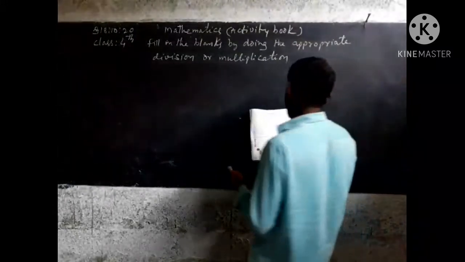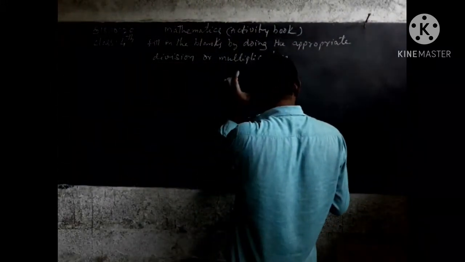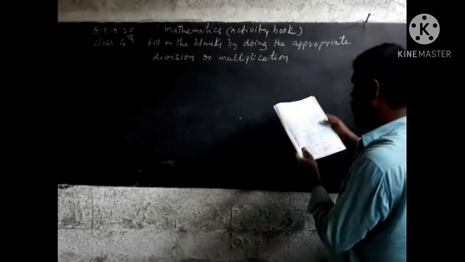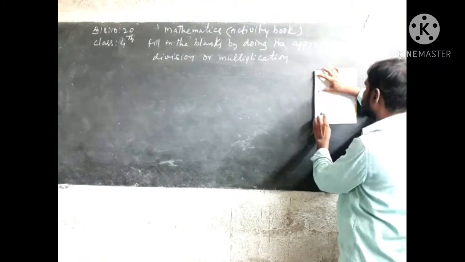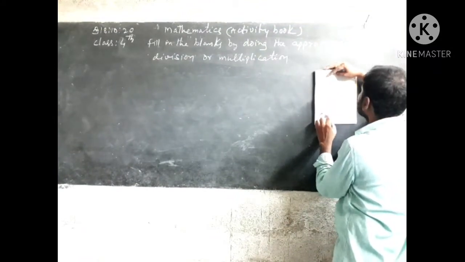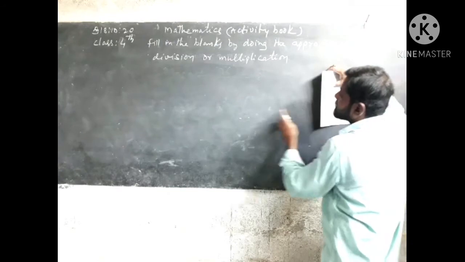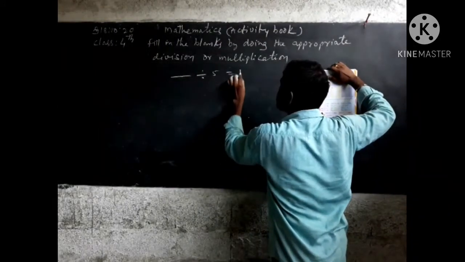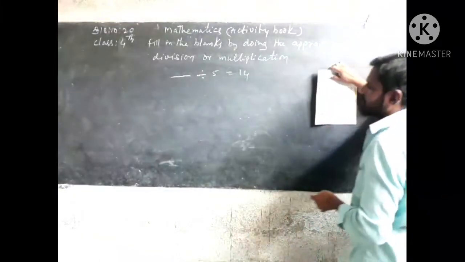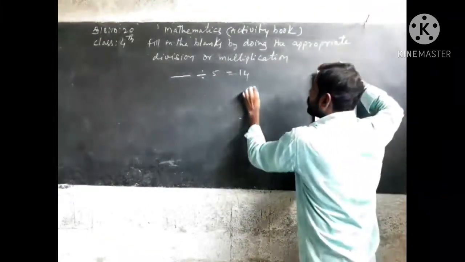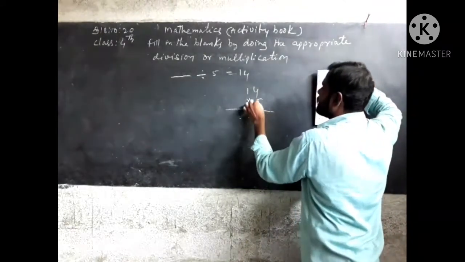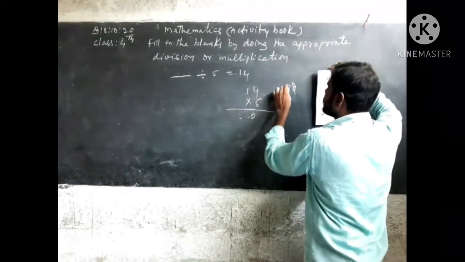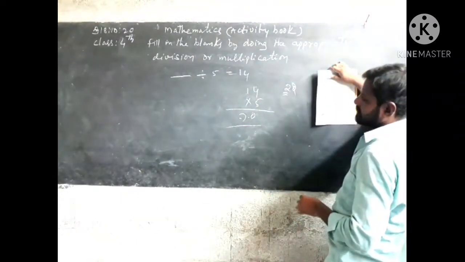Now next, see here, next, dash divided by 5 you can get 14. Now here you have to take multiplication, means 14 into 5. 5 4s are 20, 0 taking, carrying 2. 5 1s are 5, 5 plus 2, 7. So 7.